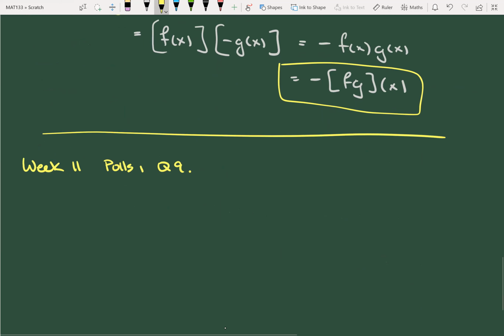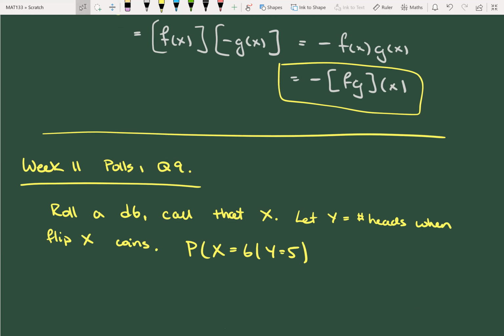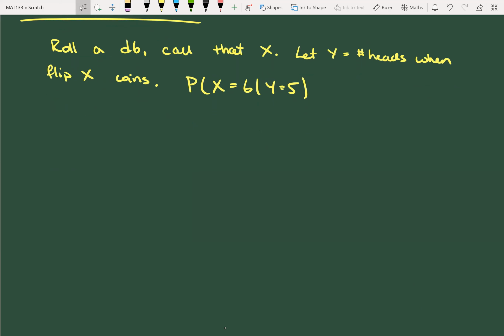Q9. So what we want to do is roll a d6. X is the number that appears. And then Y is the number of heads that appear when you flip X coins. Okay, compute the probability X equals 6, given that Y equals 5. Yeah, so it is an old test question.